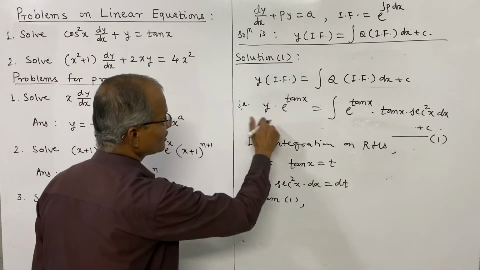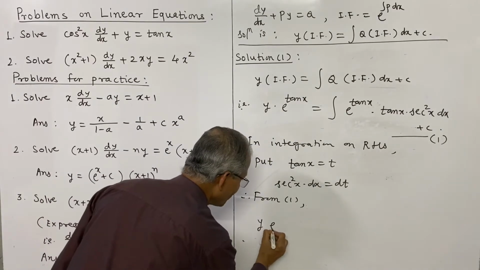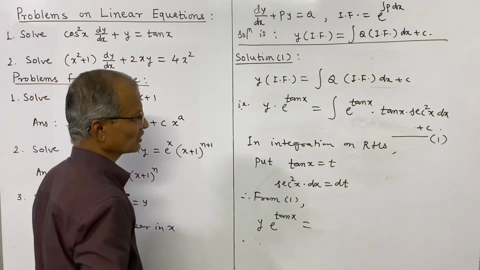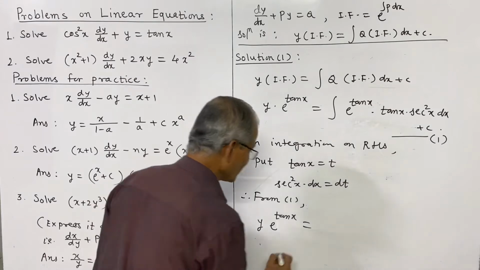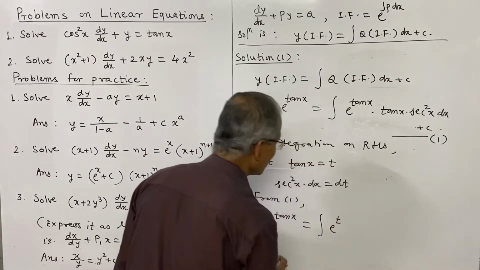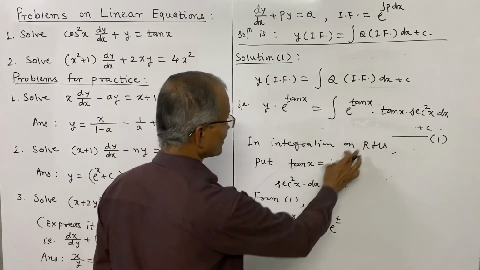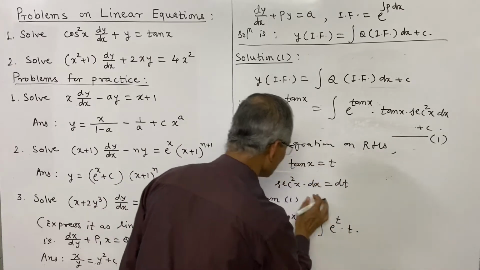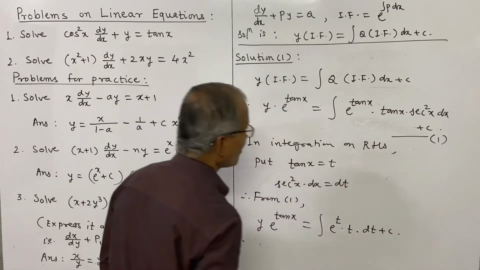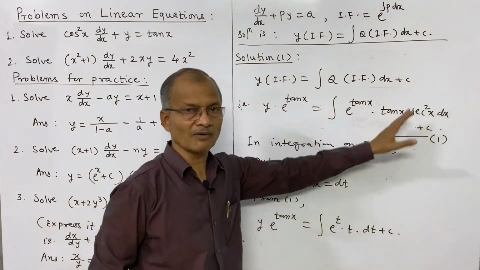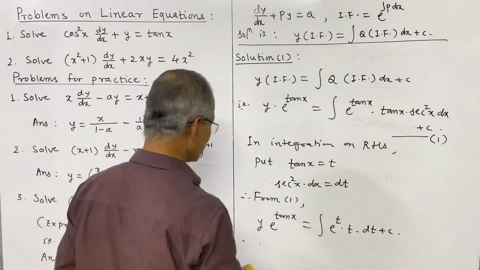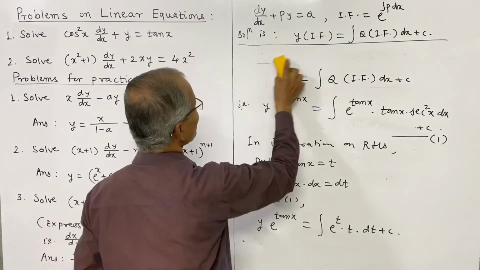what we get is no change in the left side, y e power tan x. We keep this as it is, only we make the substitution on RHS, and that is integration e power tan x is t, e power t, and this tan x is again t, and this sec square x dx is dt, plus a constant. Or we may take this integral separately, evaluate it and substitute its value in 1. In that way also we can do. And further I shall write the further steps here itself.